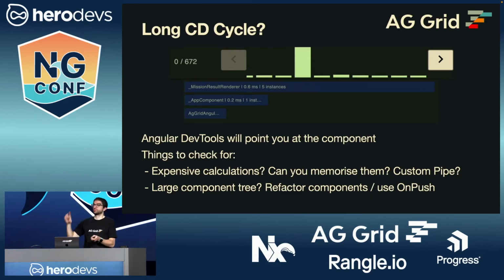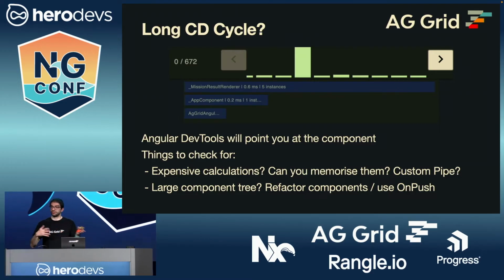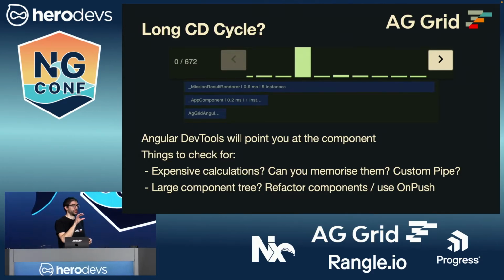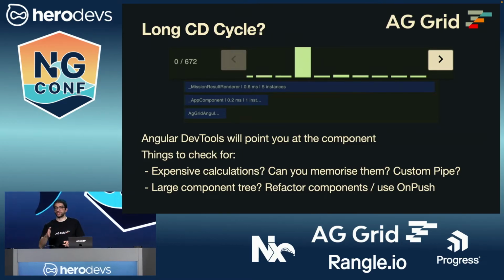So if you see these really tall bars, then you're going to need to look into it and dig a bit further. So is there some expensive calculations? Can you memoize them? Can you use a custom pipe? Maybe there's some large component trees that you need to refactor and break down, or use OnPush change detection. And you'll probably find, I think, using signals as well is going to help you avoid some of these issues, because it'll be much more focused.